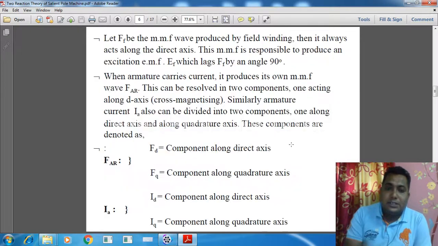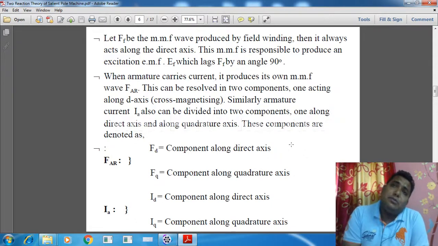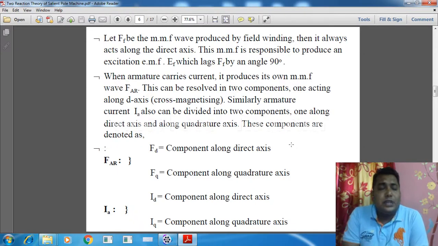Next we are going to consider some components by which we will derive the expressions for this two reaction theory.